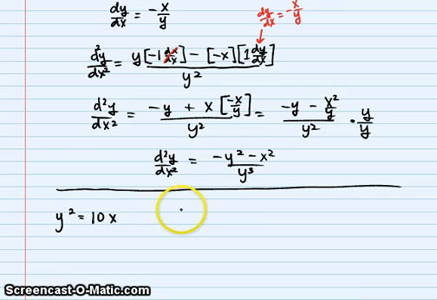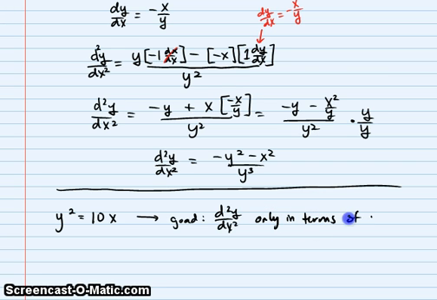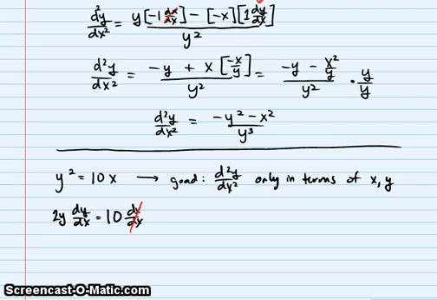Okay, so again, our goal is to find the second derivative, only in terms of x and y. So let's take the first derivative again. So we get 2y dy/dx equals 10 dx/dx. Okay, and I almost guarantee you're done writing dx/dx's, but that's okay. I'll still keep writing them. Okay, so let's solve that. So we get dy/dx equals 10 over 2y, which is the same thing as 5 over y. Let me write that a little bit better.